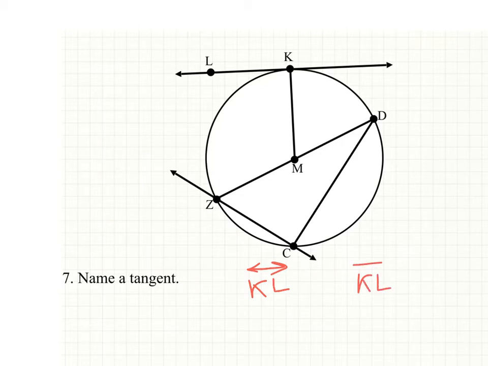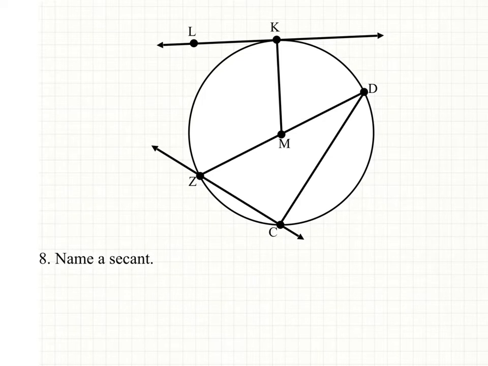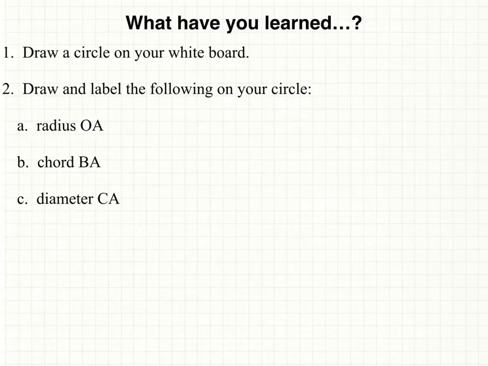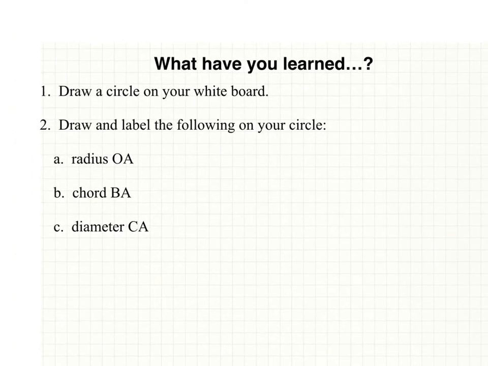Now let's move on to question 8. Name a secant. In this case, the secant is a line that intersects the circle in 2 different points, and I see line ZC. Now let's move on to the last slide.